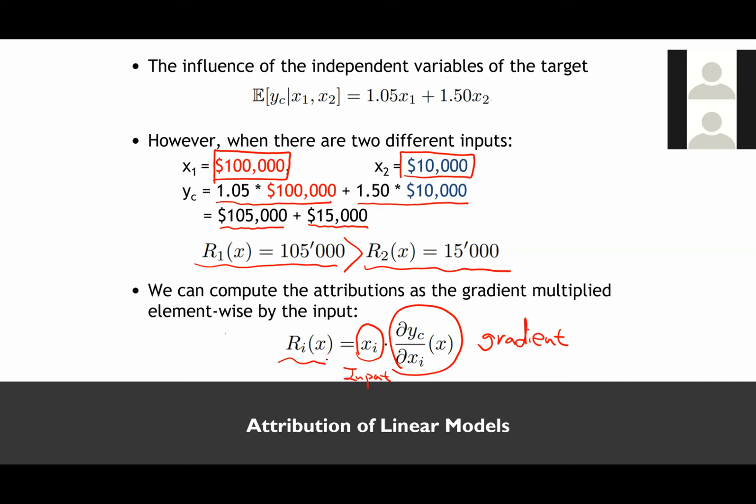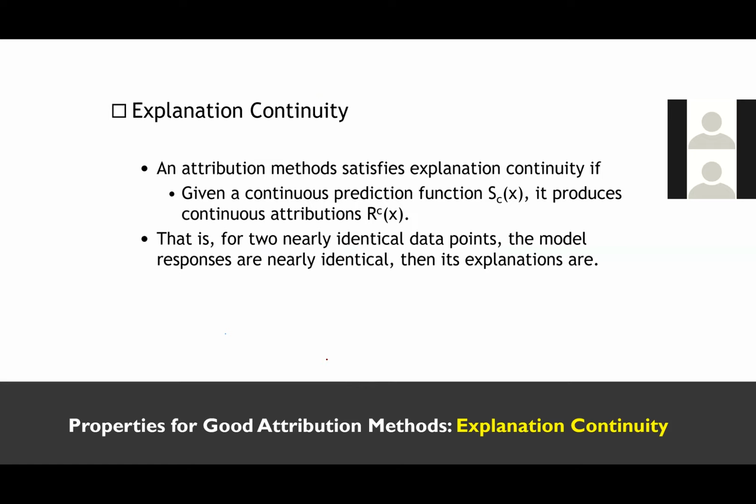That is actually straightforward when a linear model comes in, right? How much we change the input and how much the output will change. There are three properties that we want for a good attribution method. One is explanation continuity. An attribution method satisfies explanation continuity when, given a continuous prediction function f(x), it produces a continuous attribution R(x). So when the output is continuous, the attribution is also continuous.